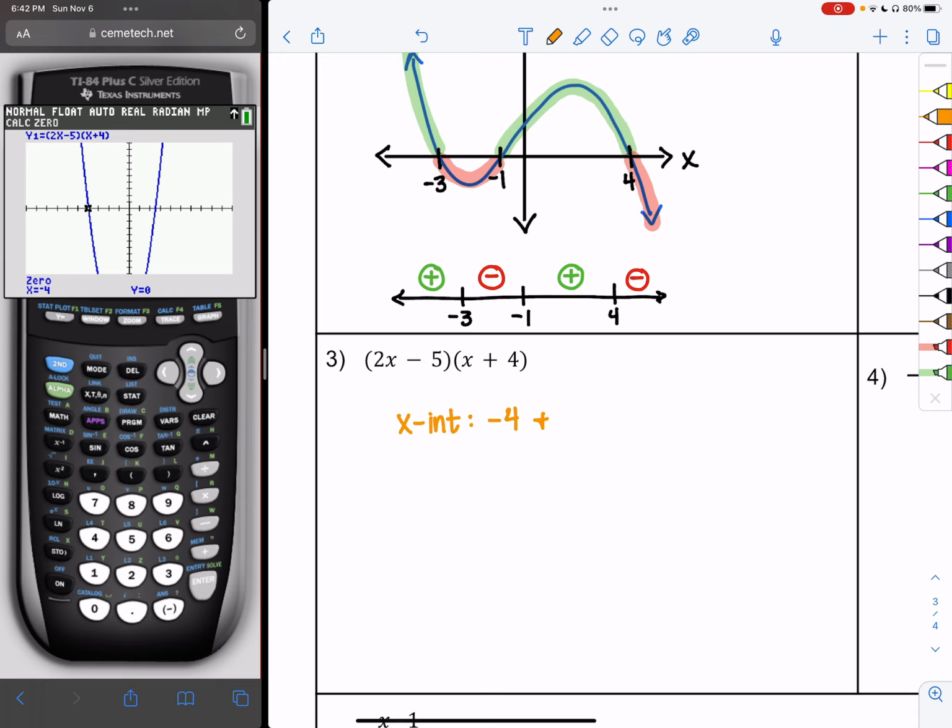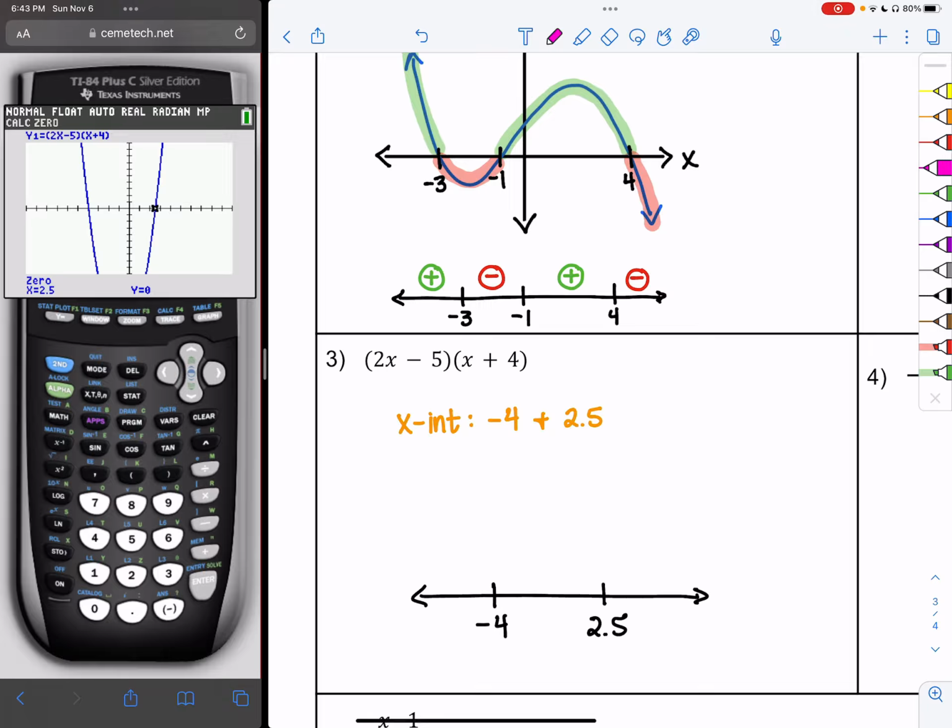And if I do the same thing for the one on the right, I will end up seeing that the x-intercept, on the left side, press enter. On the right side, press enter. Enter again, I see that it's at 2.5. So since those are my x-intercepts, I just label negative 4, 2.5, and then I look at whether my answer is positive or negative.